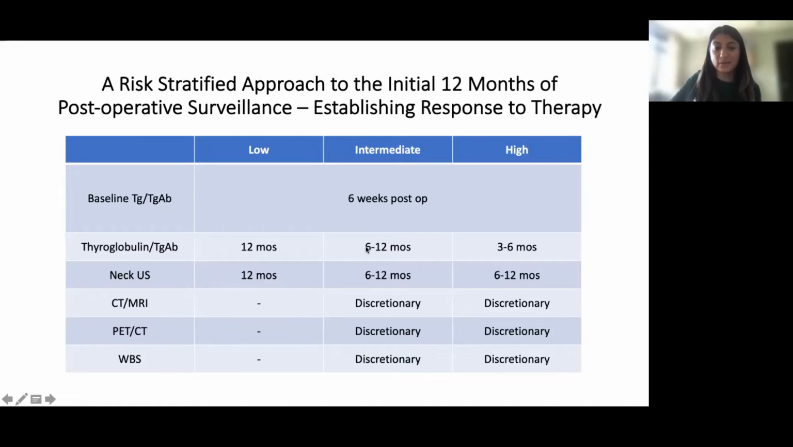And then we would see them every 6 to 12 months, usually with the tumor marker and a neck ultrasound. And I've written that all these other tests like CAT scans, MRIs, et cetera, are discretionary, which really means it depends on the case and the center.